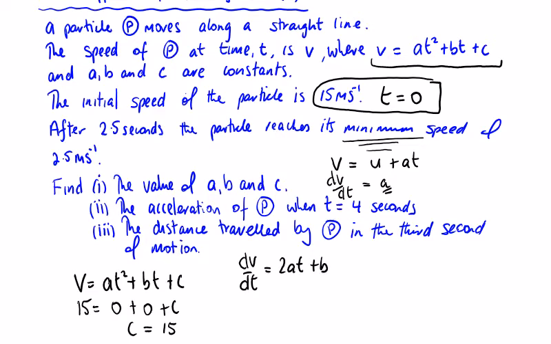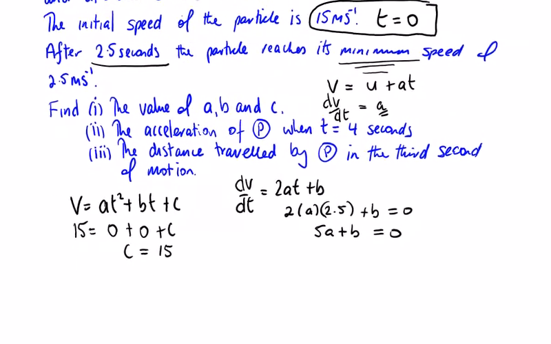And when is it minimum? When t is equal to 2.5. So 2 times a times 2.5 plus b will be equal to 0, because it's a minimum. So we get 5a plus b is equal to 0. So that's my first equation in a and b.